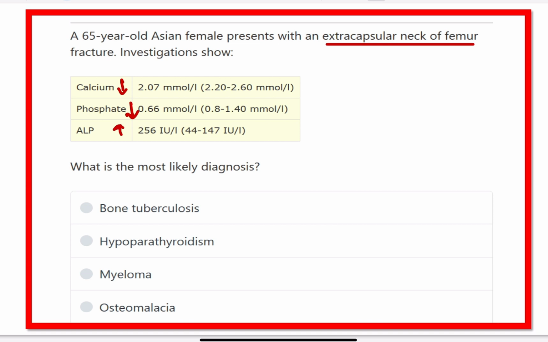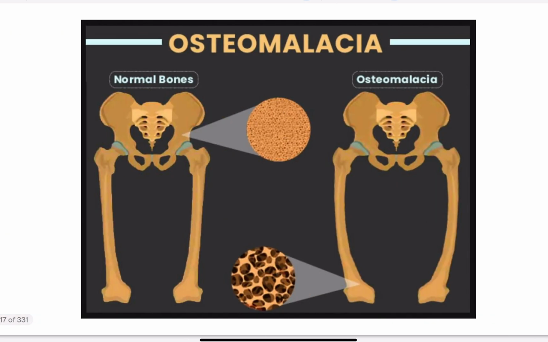Here are the options: bone tuberculosis, hypoparathyroidism, myeloma, osteomalacia. So first of all, let's see the bone. Here is the normal appearance of the bone. On the other hand, there is osteomalacia, and this is the feature of osteomalacia.